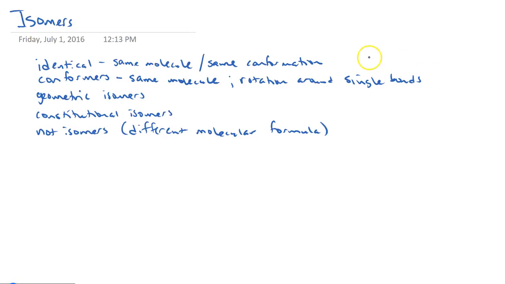For example, pentane, I'll run out of space there. That's also pentane, right? But in this case, this bond is rotated up to here, and so that's conformers. Geometric isomers we've done today. Those are also called cis-trans isomers. In order to have those, you have to have two groups that are either on the same side or opposite sides of a plane, cis-trans isomers.